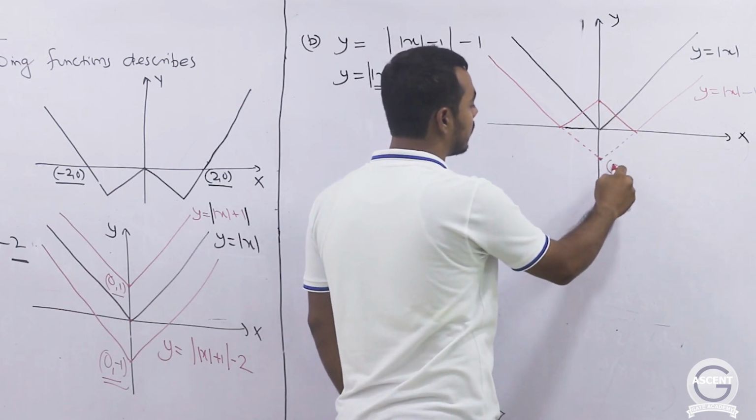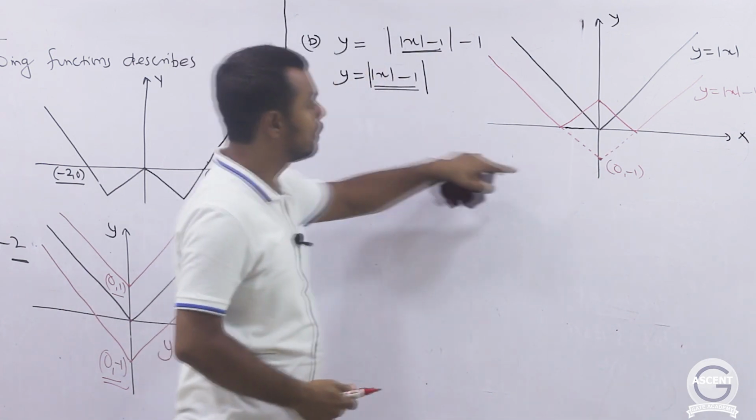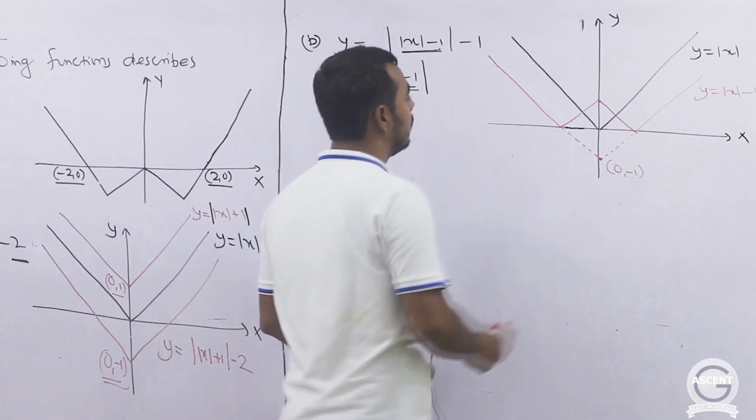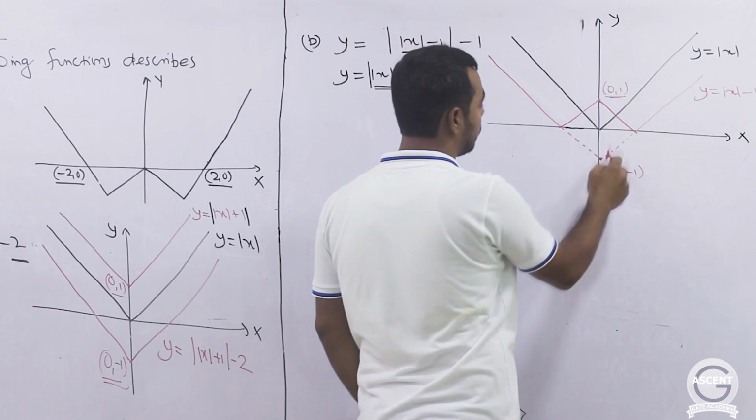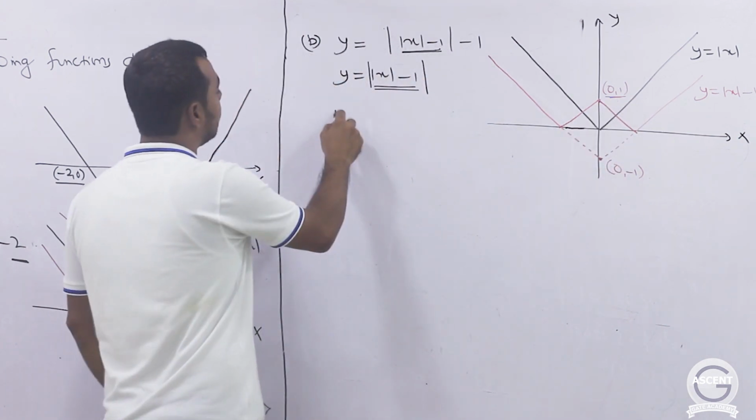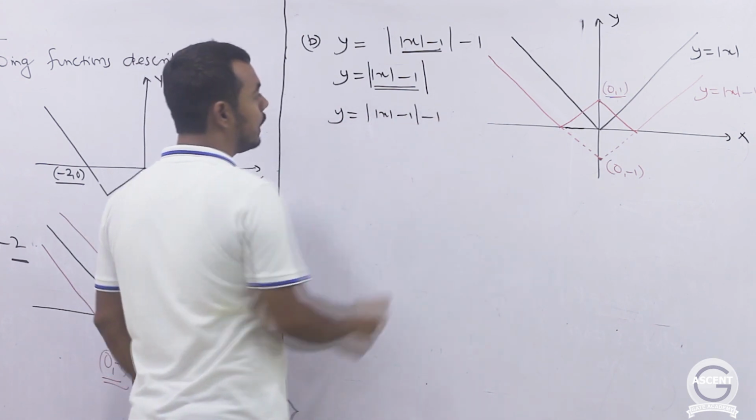This point was (x, 0), y minus 1, right? Mod x minus 1. So we have shifted this graph of mod x by 1 unit. So this was (0, -1). So this point will be (x, 0), y plus 1, because we are taking the image of this point in the x-axis. Now the final step, we have to draw the graph of this function mod x minus 1 minus 1.